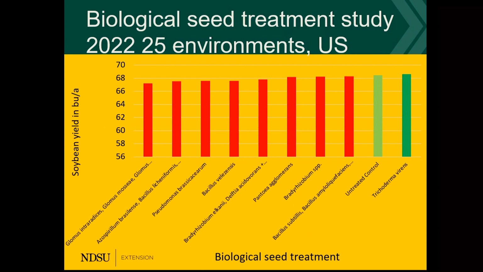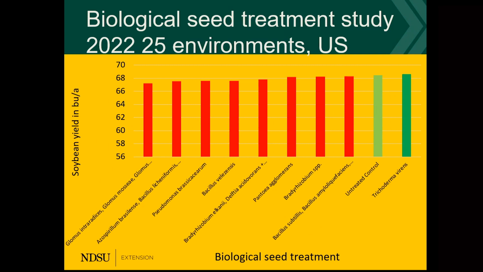Now, looking at 25 environments, which include Minnesota, Wisconsin, South Dakota, and you look at the data here, now the control is on the right. Nothing really was better than the control. The variability was there. We had only 1 or 2 locations where there was some significant difference between treatments, but overall, over the 25 environments, it was no different. I'm not saying that the biologicals don't work, but if you just apply them without any prior knowledge that you need them, probably your yields are just going to be the same as your control.